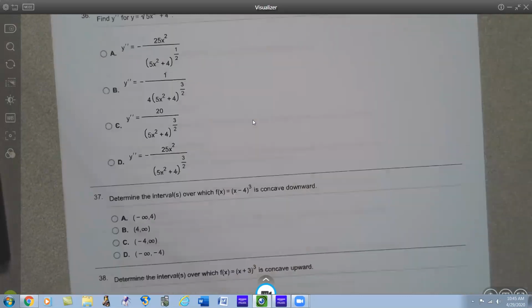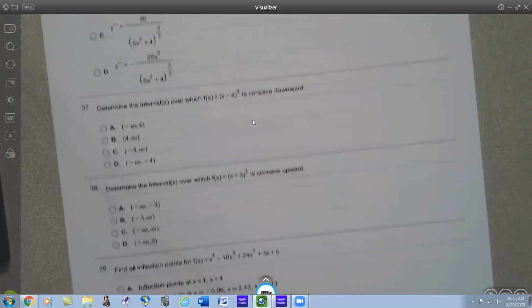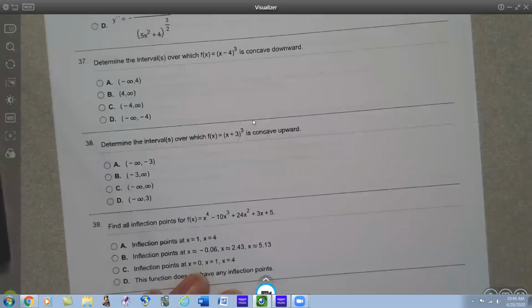For these problems, 37 through 39, concave up, concave down. What derivative do you need to get in order to do that? Second. So you've got to get your second derivative. You get your first, go right through it, get to your second, do your sign chart. And instead of doing straight lines to represent slope, you do baby parabolas.